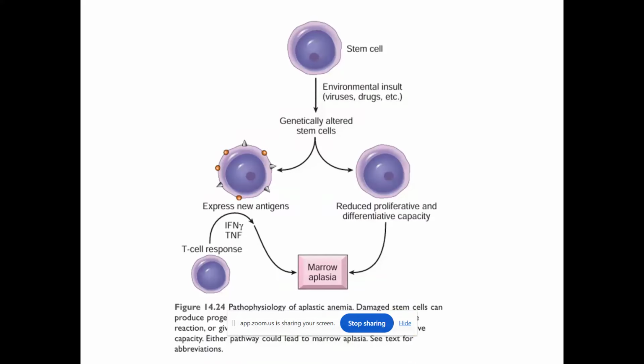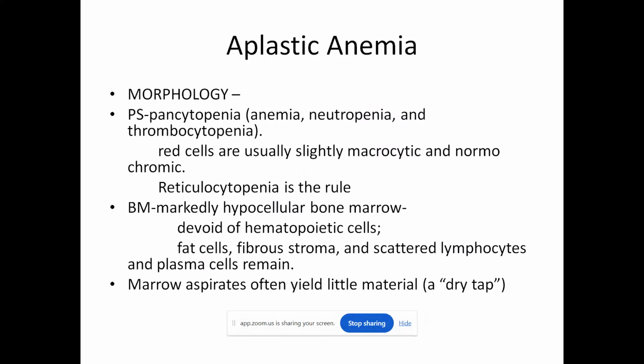So the stem cell is affected by environmental factors, drugs, and other genetic abnormalities. So they will produce genetically altered stem cells. So the proliferation and differentiation of the cells will not be there. So it produces marrow aplasia. In aplastic anemia, there is pancytopenia, all the lineages will be reduced. And the reticulocytes will be lost in aplastic anemia.